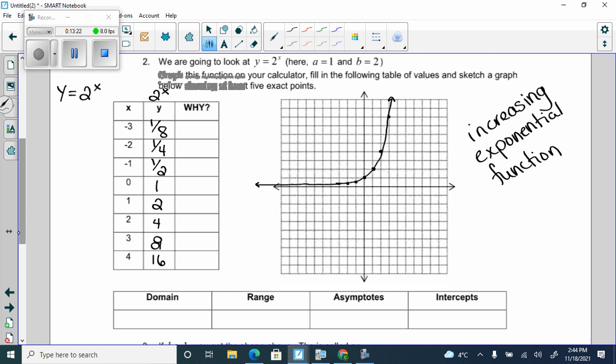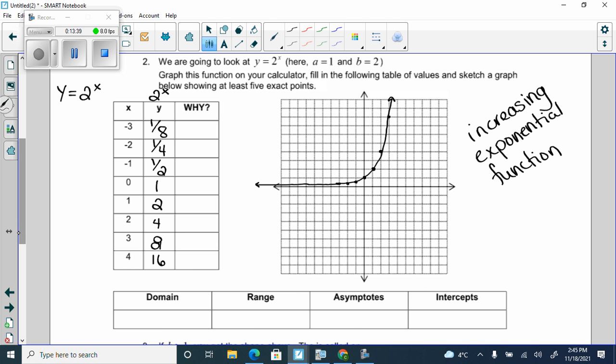You already know more about exponents than you did yesterday. What's the domain of this bad boy? X has to be greater than negative 3. Nope.